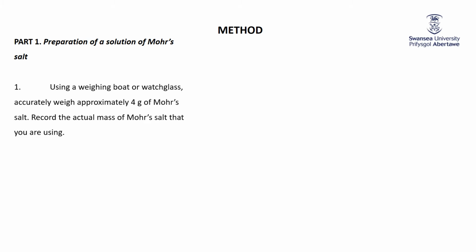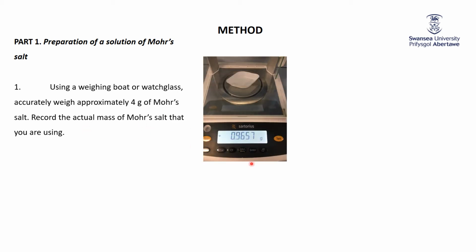Okay, so the first step is we need to weigh out some of that Mohr's salt. It's a solid, and we need to record the mass that we're going to use. Okay, very important that we know as precisely and as accurately as possible how much of this Mohr's salt we're going to start with. So here is my balance on which I have put a weighing boat, and you can see that weighs 0.9657 grams.